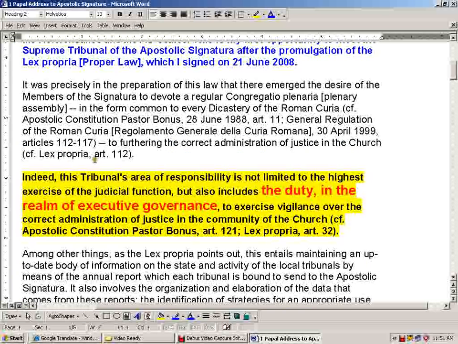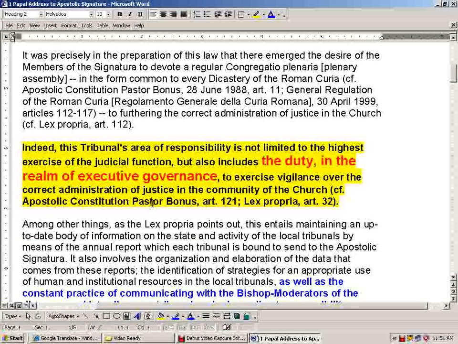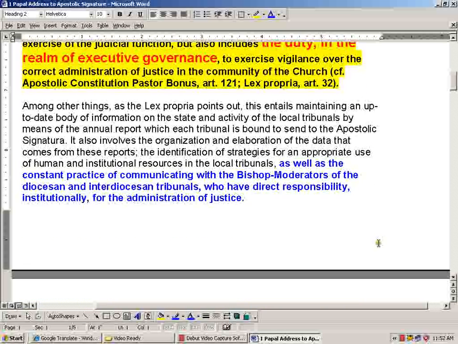Indeed, this tribunal's area of responsibility is not limited to the highest exercise of the judicial function, but also includes the duty in the realm of executive governance, it's the executive power, to exercise vigilance over correct administration of justice in the community of the church, which is in the body of Christ, all baptized Christians. And there's an Apostolic Constitution, Pastor Bonus, Lex Propria, and so on. It's kind of hard to find all these things, but I'm working my way through it.